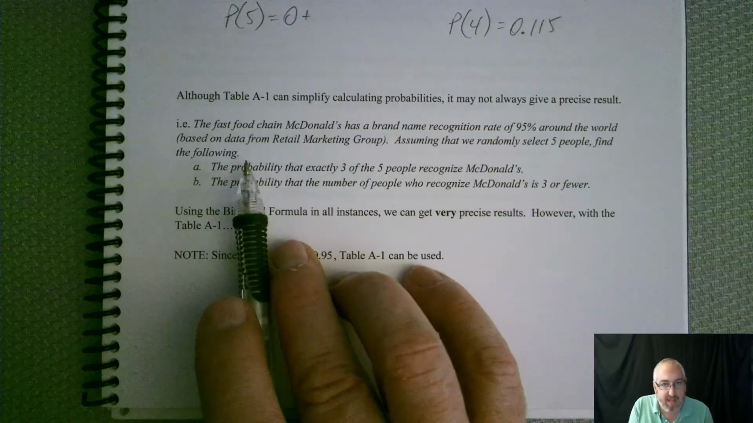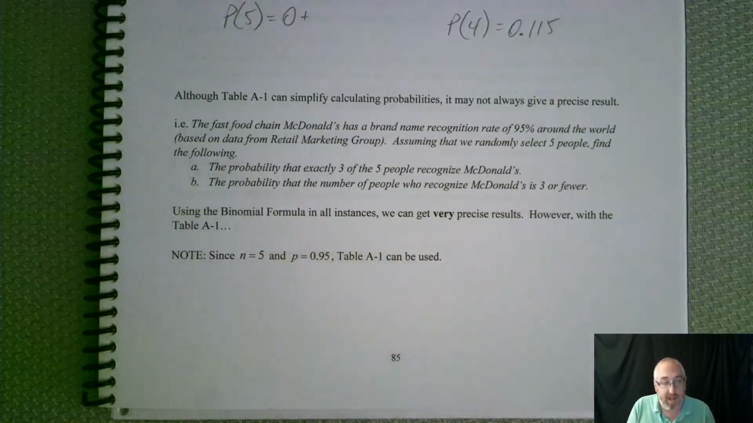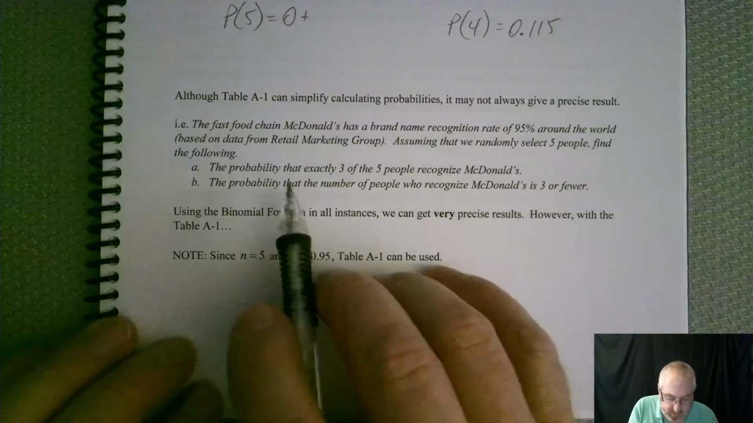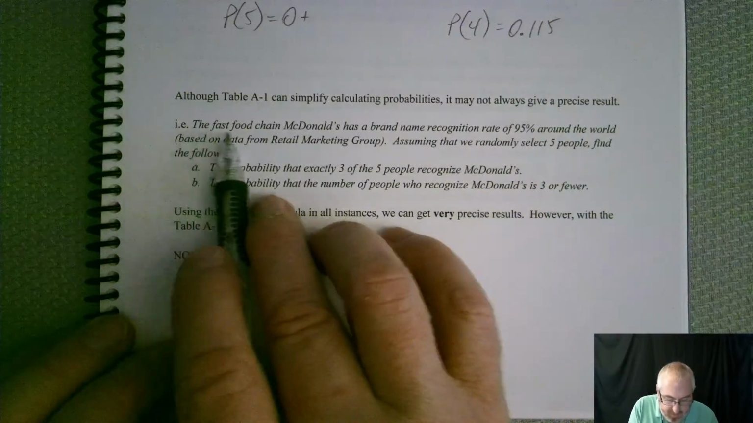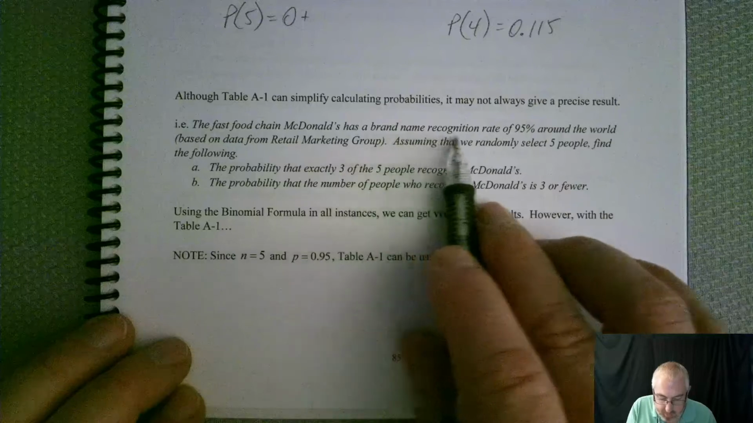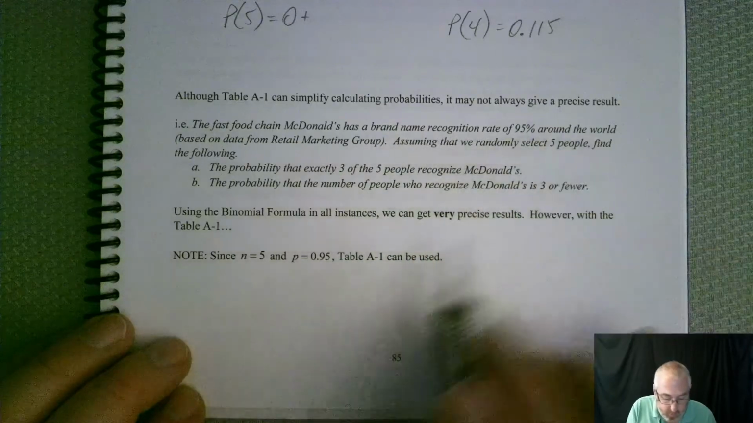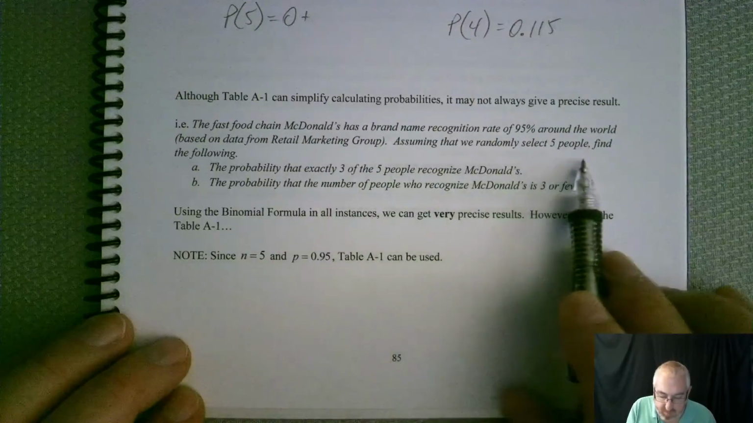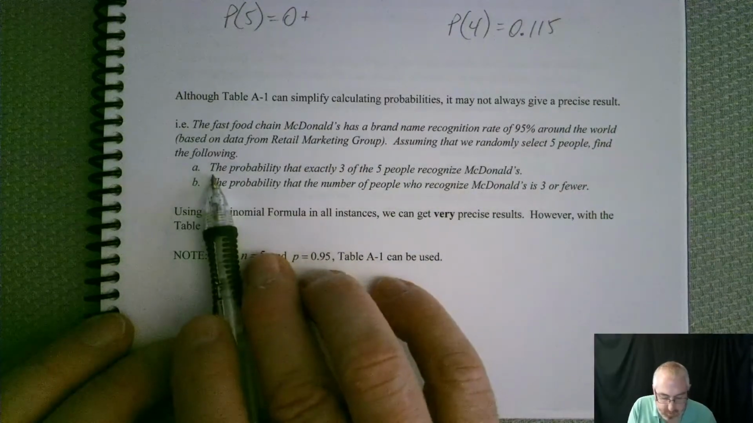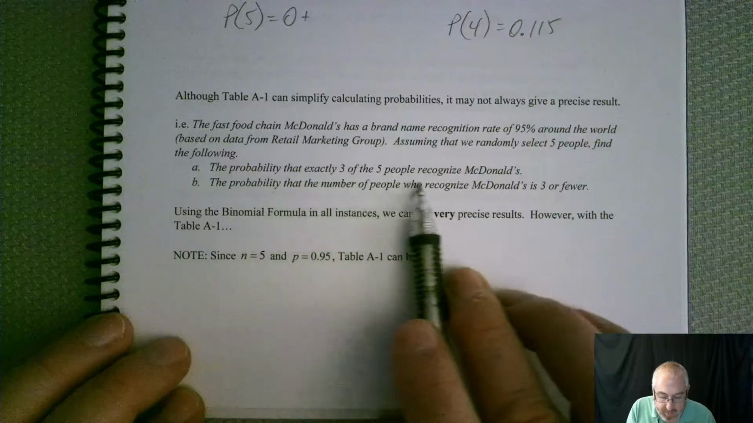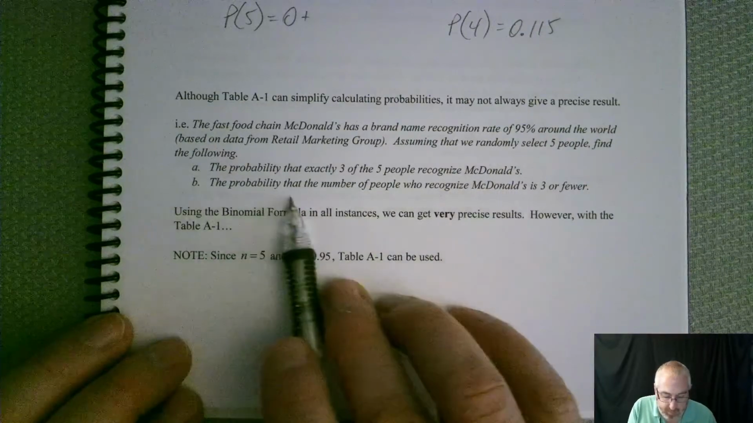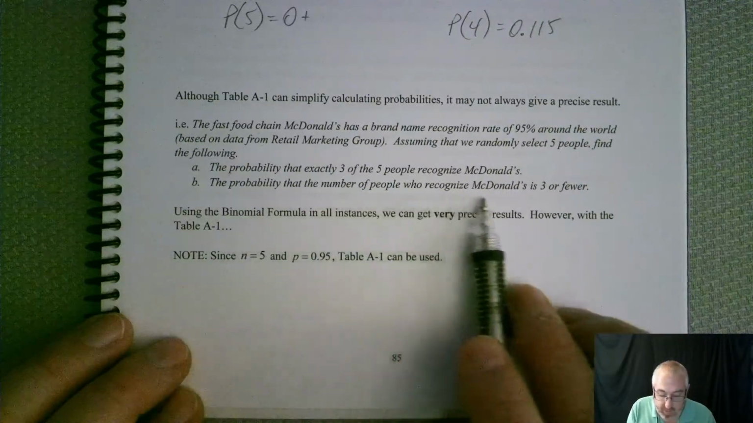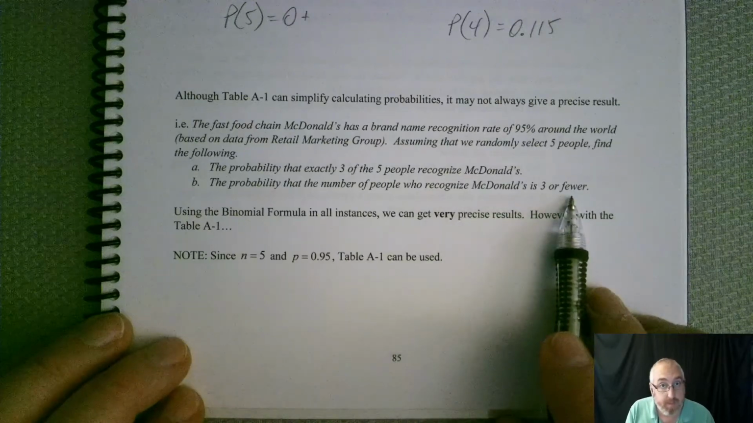This last example, or not last, but second to last example, is going to kind of highlight why the table has some flaws. So let's just take a look. We have the fast food chain McDonald's, which has a brand name recognition rate of 95% around the world based on data from Retail Marketing Group. Assuming that we randomly select 5 people, find the following: the probability that exactly 3 of the 5 people recognize McDonald's, and the probability that the number of people who recognize McDonald's is 3 or fewer.